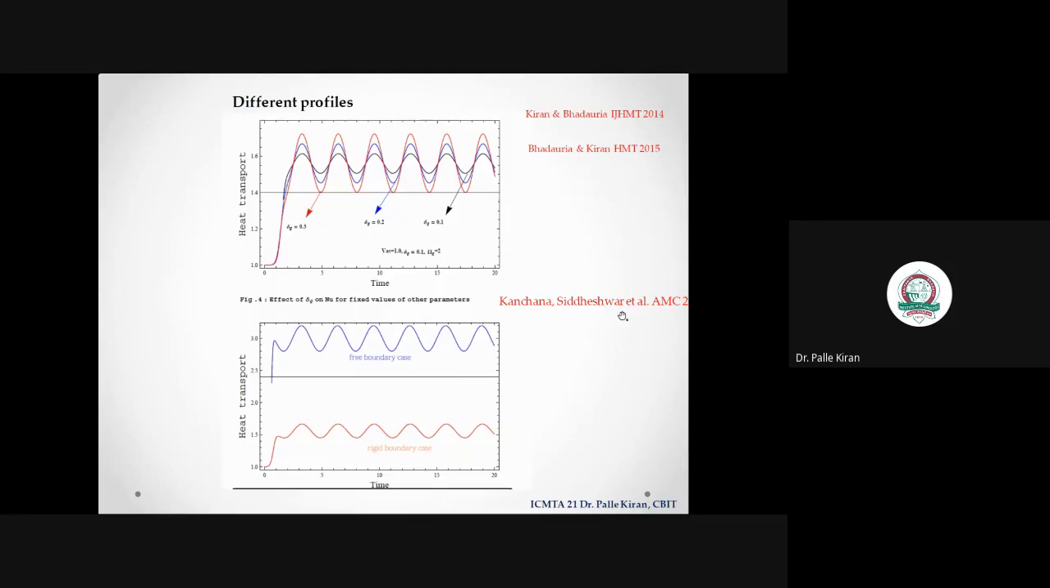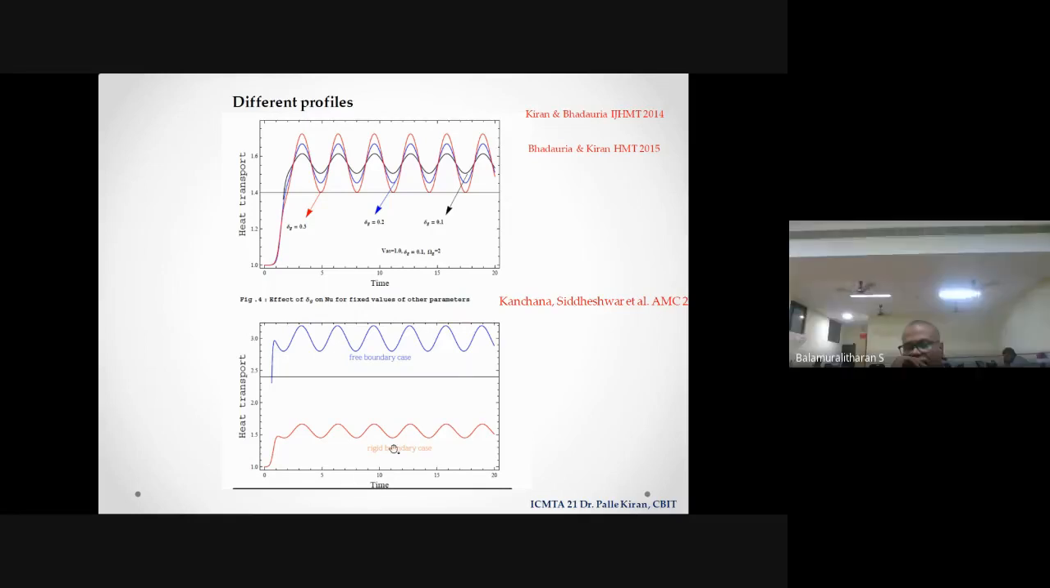Kanchana and Siddheshwar in recent studies, 2020, Applied Mathematics and Computation, have not presented these results. See, when I use the rigid boundary condition, that means the plates are non-smooth, and for the free boundary condition, the plates are very smooth. So compared to free, when rigid, you need a lot of energy to move the fluid from the bottom plate to the upper plate.